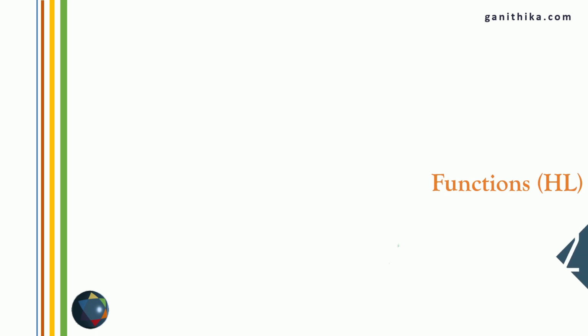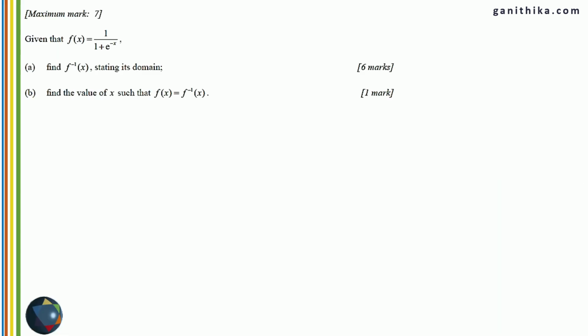So let's proceed to the paper 2 questions. This is the first question on paper 2. Get your calculator. Don't forget your calculator for these questions. Given that f of x is equal to 1 over 1 plus e to the power of minus x, find f inverse of x, stating its domain.